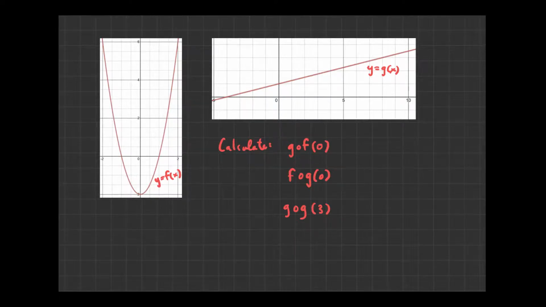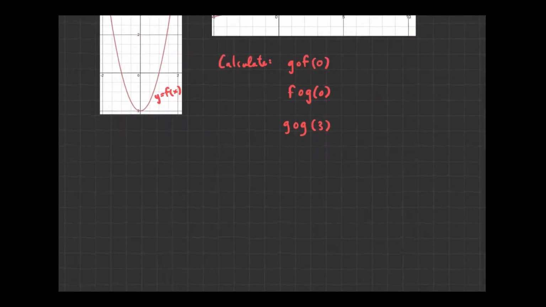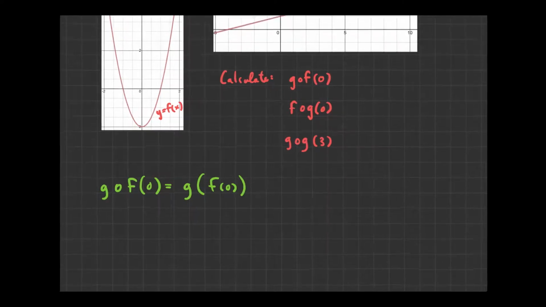So this time, not only are we plugging in a function into another function, but we're also plugging in a value into the first function. So let's think about what this means. Let's first start off by saying G composed with F at 0 is equal to G of F of 0. Well, let's find out what F of 0 is.